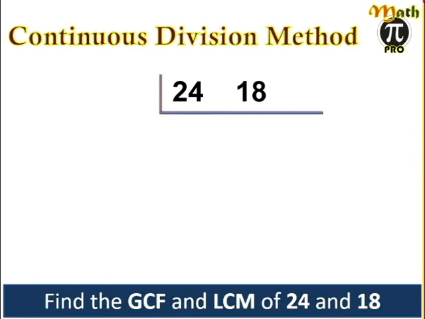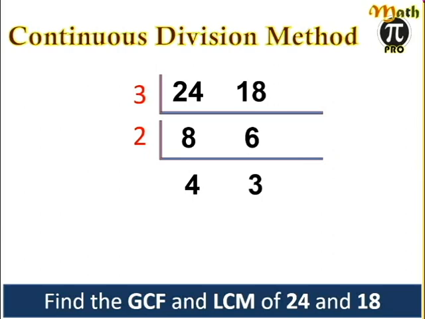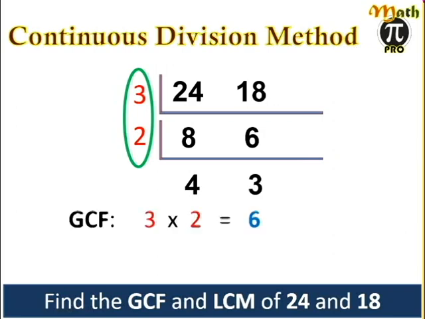So first, we proceed to our continuous division method to get the GCF. Dividing 24 and 18 by their common factor, which is 3, we'll get 8 and 6. Then, dividing them again by 2, we'll get 4 and 3. Since there's no more number that can divide 4 and 3, we can already get our GCF, which is the product of the two common factors that we used. So we have the GCF of 24 and 18 is 6.